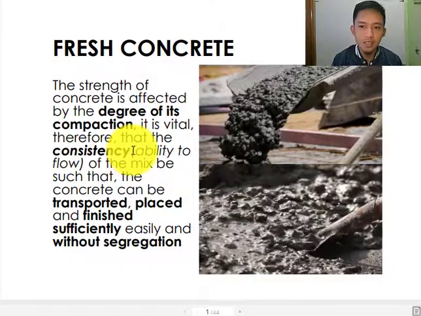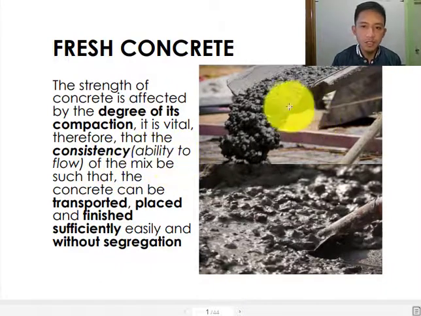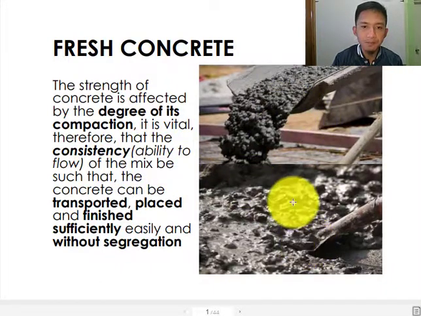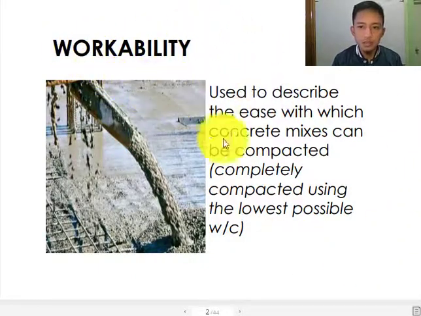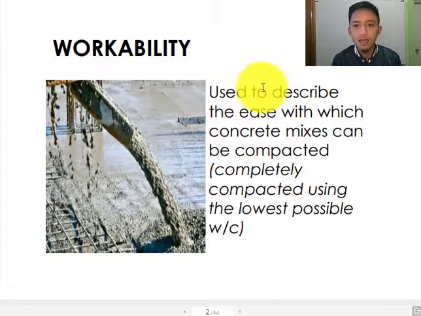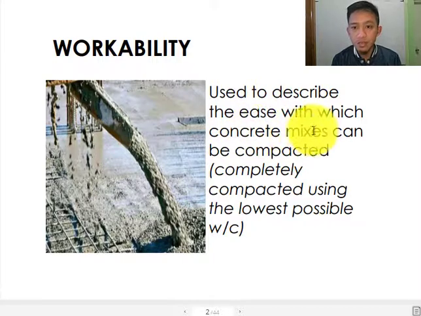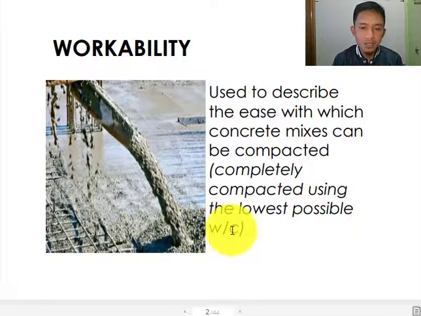Consistency: what affects your consistency, or what affects the flow of your concrete. So we have what we call workability. This is almost the same as consistency. However, it is used to describe the ease with which concrete mixes can be completely compacted using the lowest possible WC. WC is the water to cement ratio, the ratio of the water to the amount of cement used in the concrete.